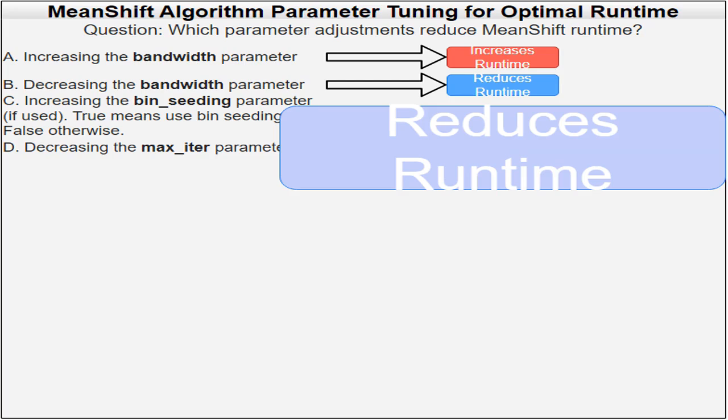Hey Vamsi, decreasing the max_iter parameter directly reduces the runtime. Think of it like this. Max_iter sets a limit on the number of times the algorithm iterates through the data. Fewer iterations mean less computation time, even if the algorithm may not find the absolute best clustering solution. It's a trade-off between speed and perfect accuracy.